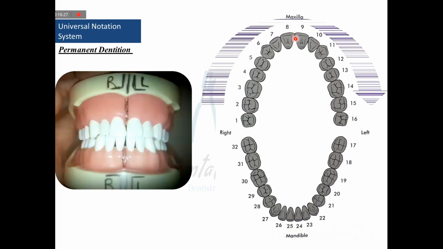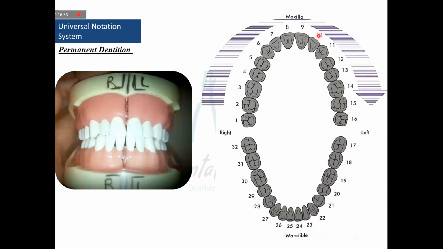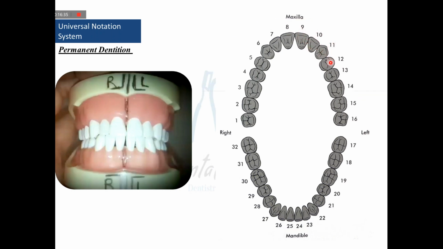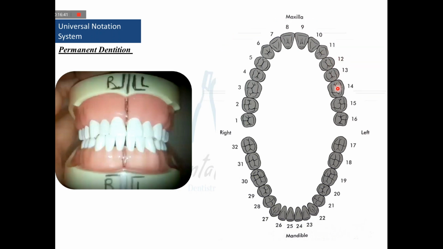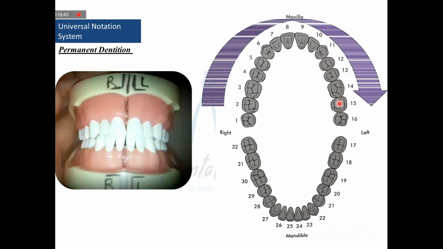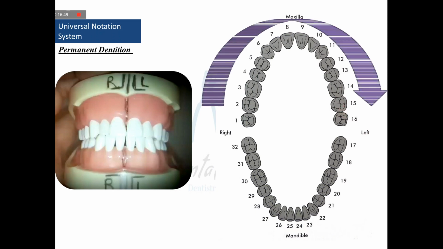Now when we go towards the central incisor of the left hand side, we mark it as number 9, number 10 for the lateral, number 11 for the canine, number 12 for the first premolar, number 13 for the second premolar, number 14 for the first molar on the left hand side, number 15 for the second permanent molar on the left hand side, and 16 for the third permanent molar or third molar on the left hand side.